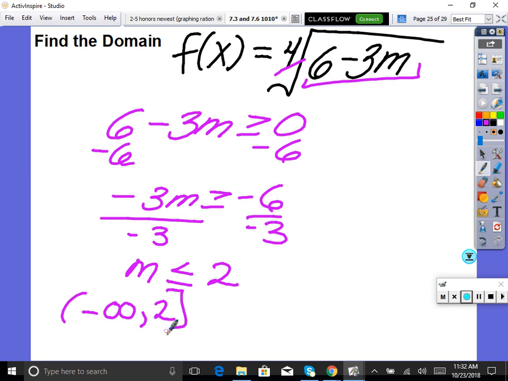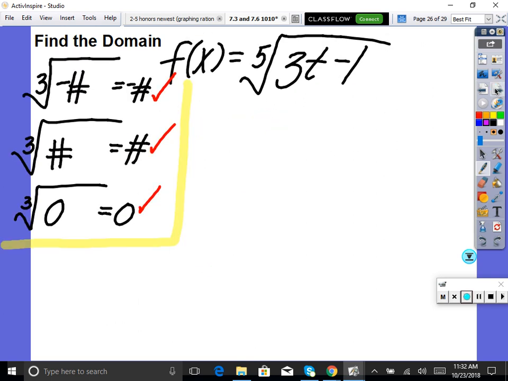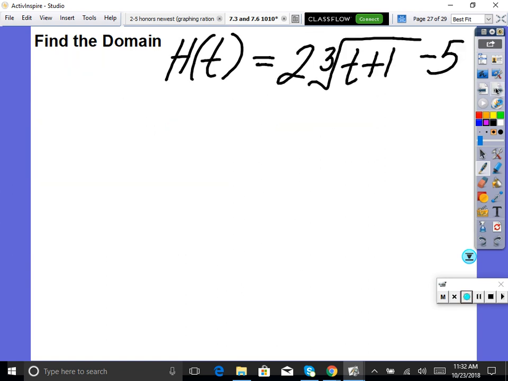There's our domain. But what about odd roots? What would my domain be with an odd root? Can't we have negatives? Positives? 0? Yes. So what's the domain? All real numbers. What's the domain on this one? All real numbers, because they're odd roots. Are we good? That's the end of the lesson.